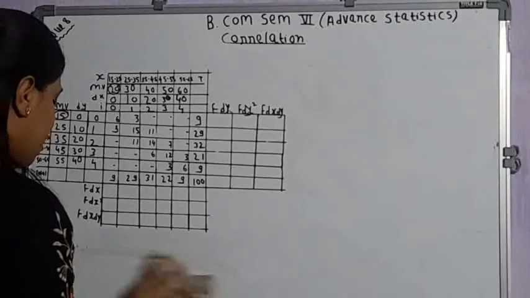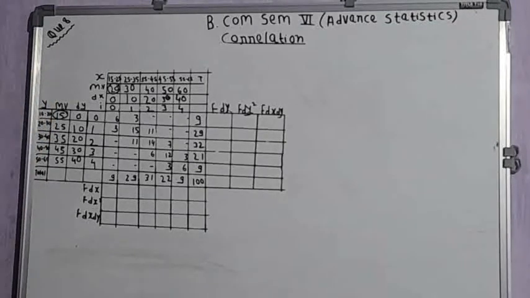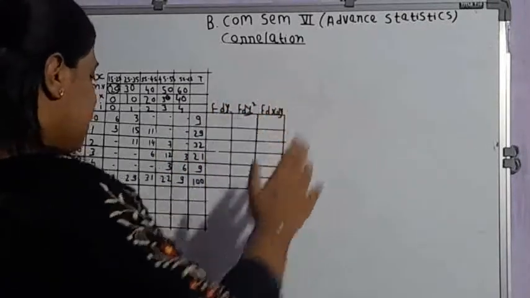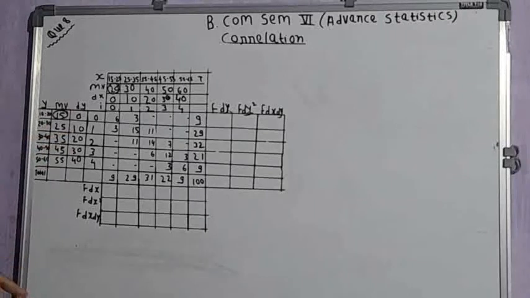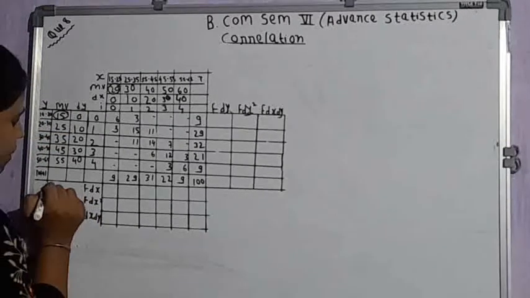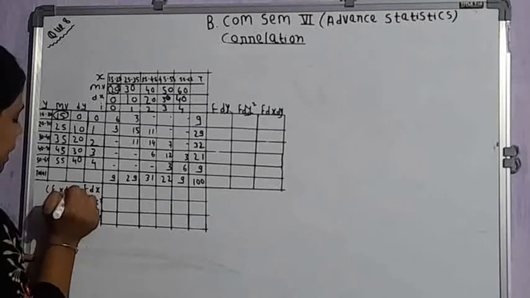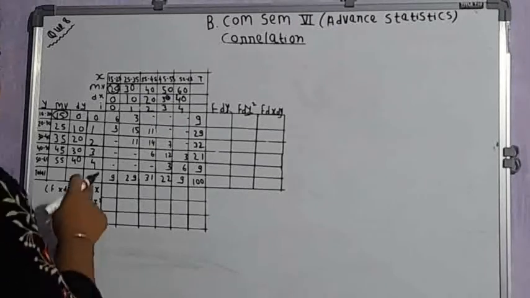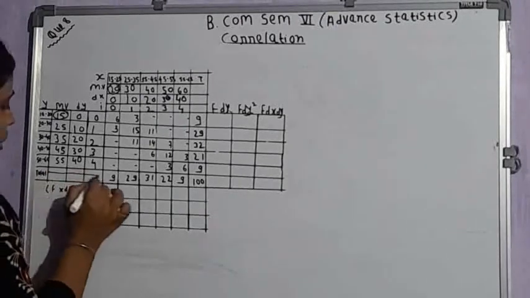Value of I column as well. Now what is the next thing that we have to do? Now we have to calculate f dx, f dx square and f dx dy. Then we have to calculate f dy, f dy square and f dx dy. So how are we going to calculate f dx? F dx means frequency into dx. What is the total of frequency? 9. We will consider the total over here.